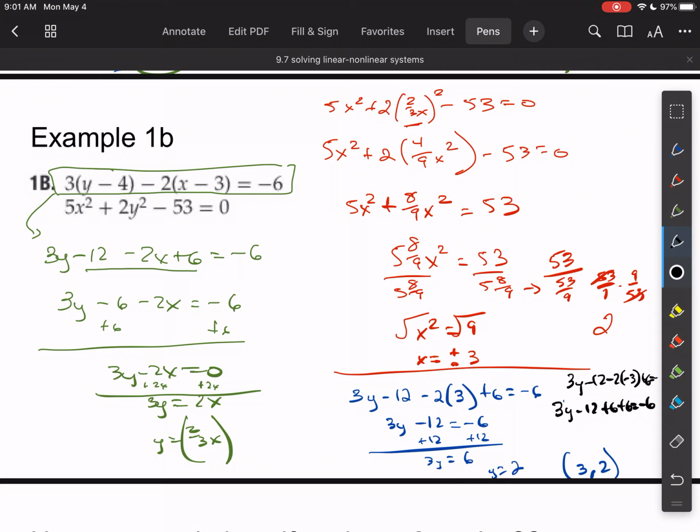Okay, combine like terms here, and the negative 12 plus 6 just goes to 0, so I'm left with 3y is equal to negative 6. Y is equal to negative 2. So when I plug in a negative 3, I get negative 2. Okay, so final answer here are these two coordinates. Negative 3, negative 2, and 3, 2.